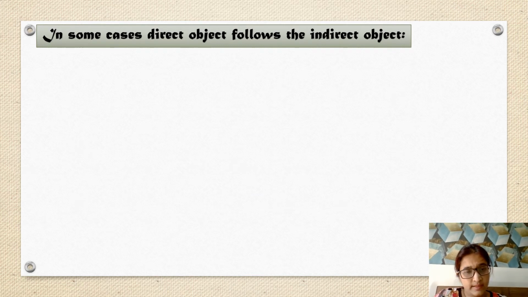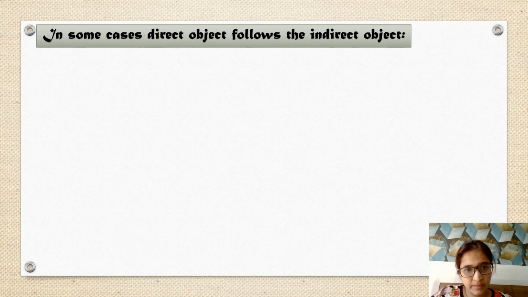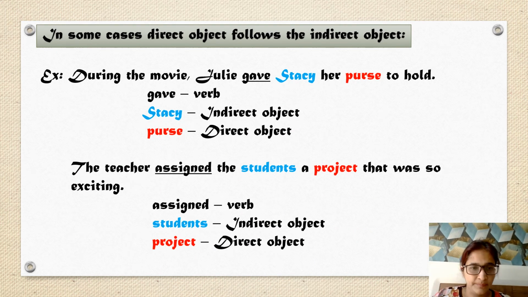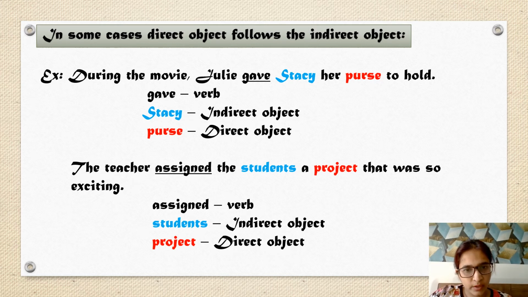Let's go and see the next usage. In the same case as for direct object, we have different types of cases. In some cases, the direct object follows the indirect object. For example, during the movie, Julie gave Stacy her purse to hold. Now, first thing, what is the verb? First, you have to identify the verb. The verb is gave here. The one which is underlined is the verb, the one which is in red is the direct object, and the one which is in blue is the indirect object.